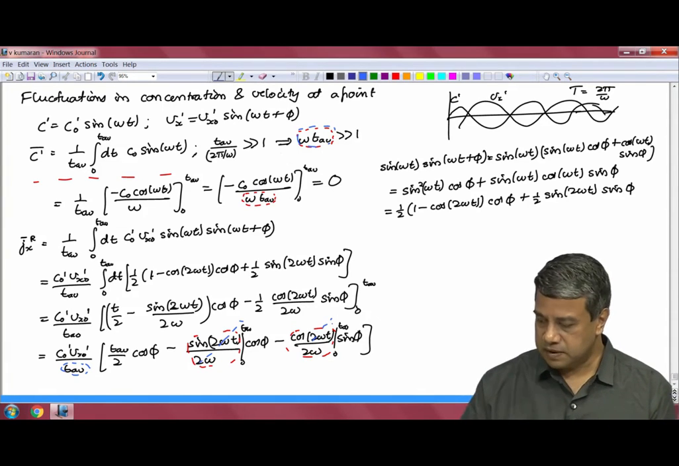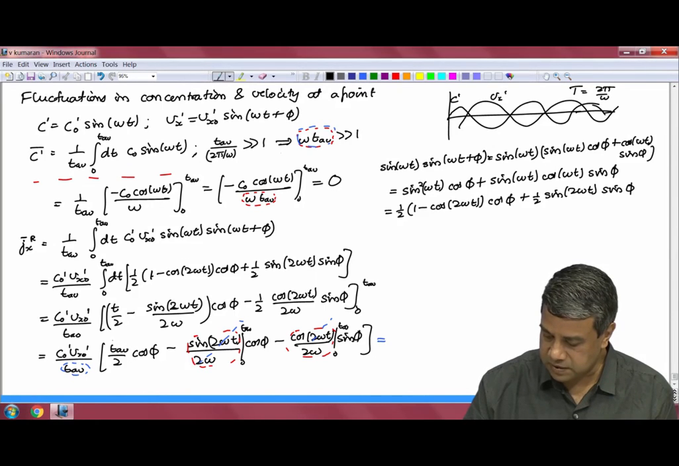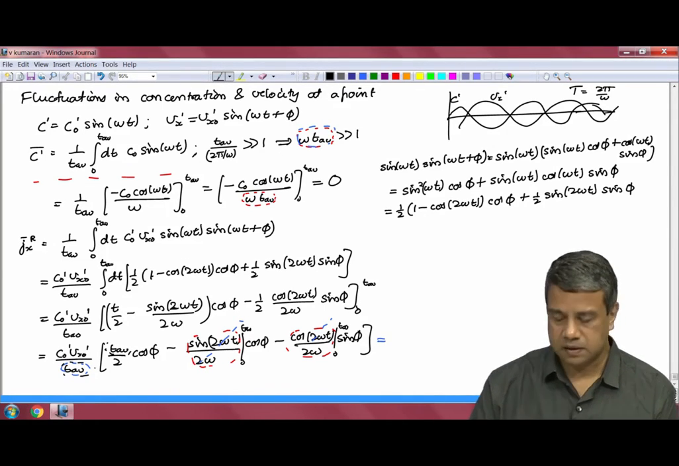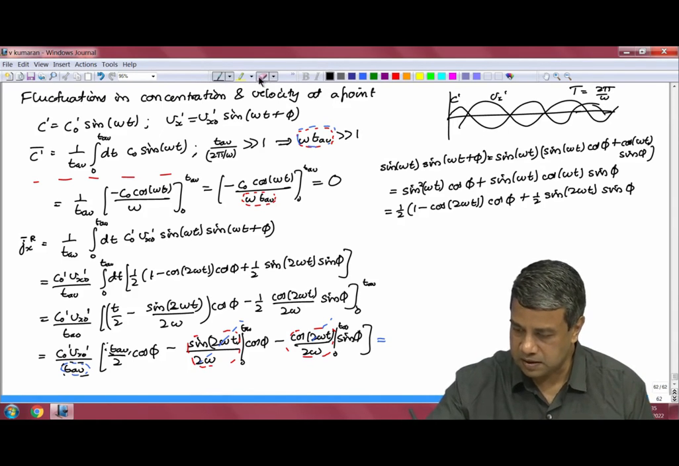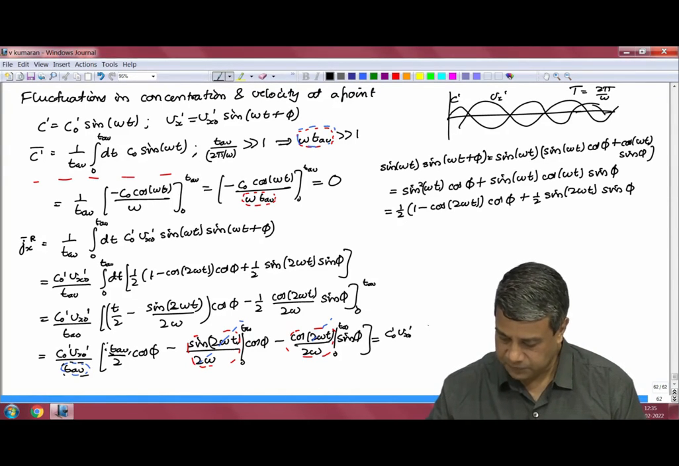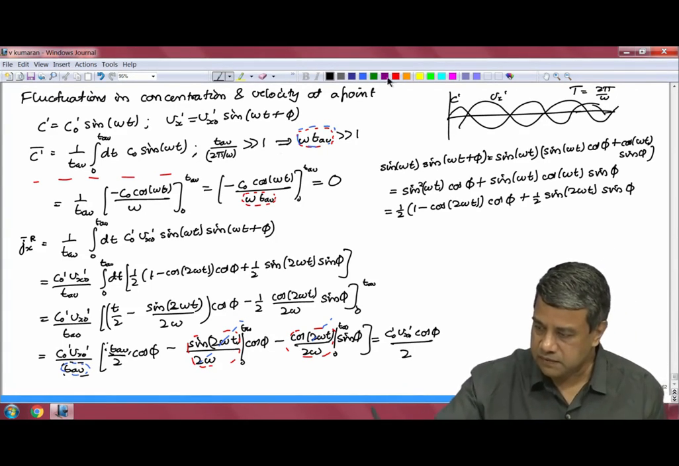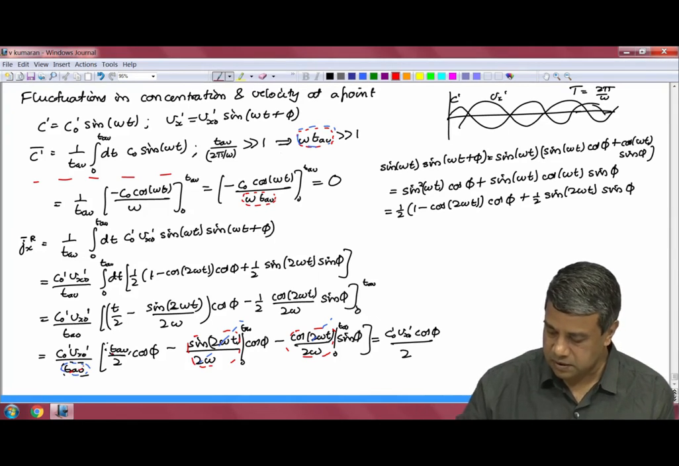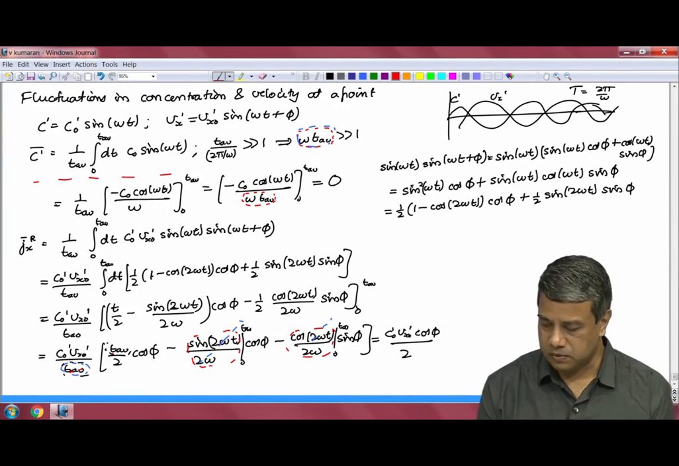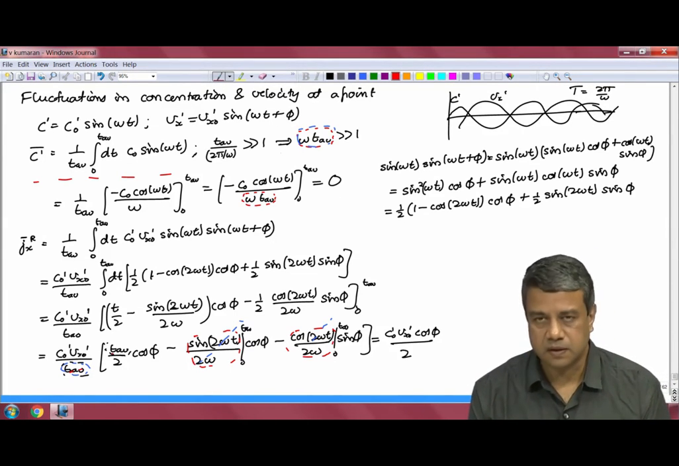However, this first term does not decrease to 0, because it has a T average in the numerator and a T average in the denominator. Therefore, in the limit as T average becomes large, this term goes to a finite value, and that is C naught V x naught prime times cos phi by 2. The T average in the numerator and denominator cancel out, and I will just get C naught V x naught prime by 2 into cos phi. So, that is the Reynolds flux for this particular case.